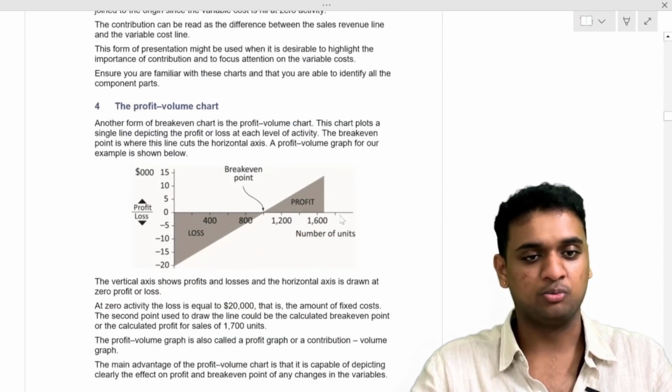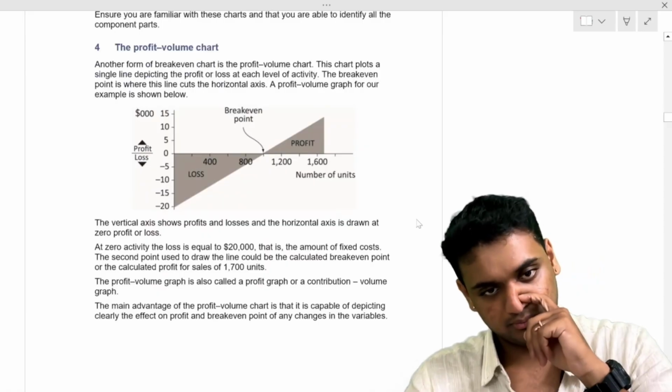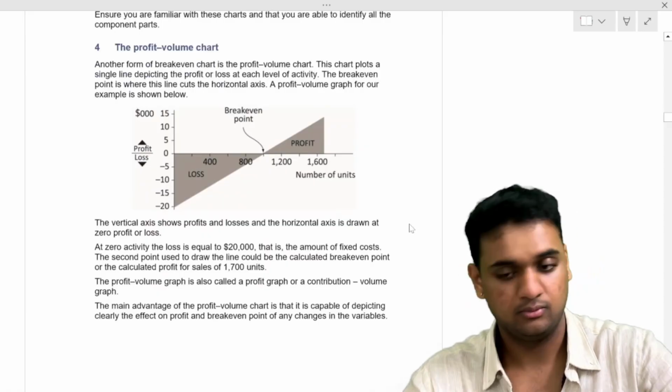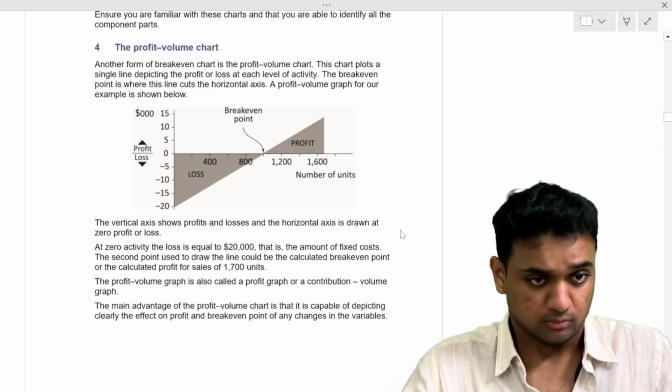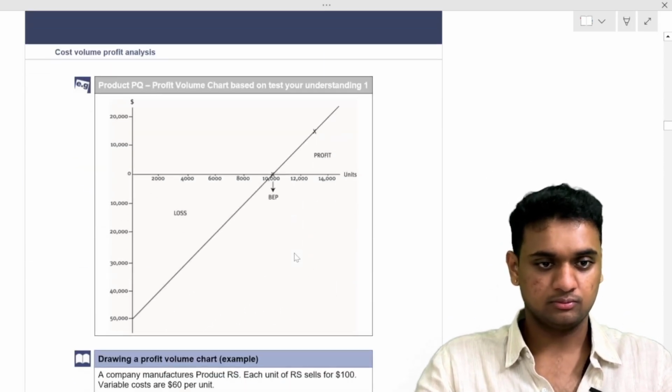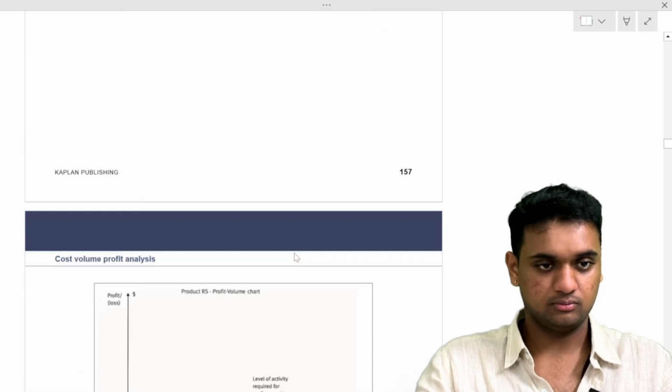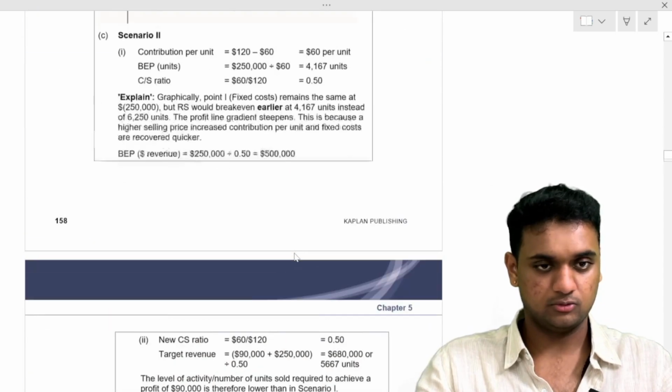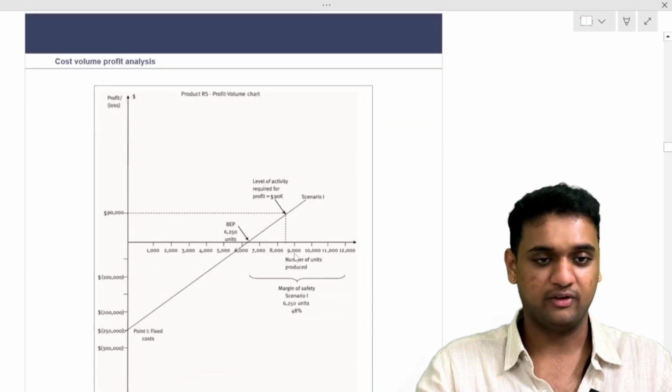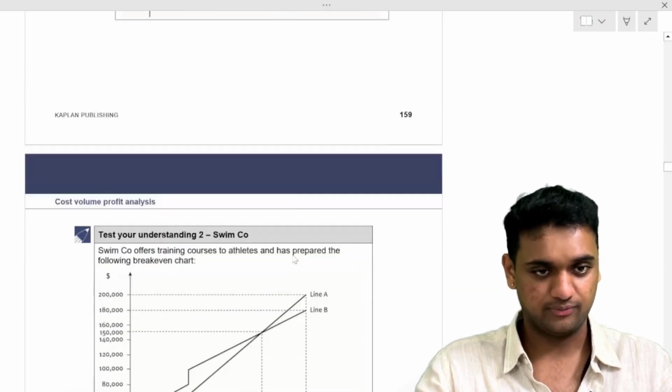Now we will see one more small graph. Based on that, we'll do one question and then we'll close today's class.